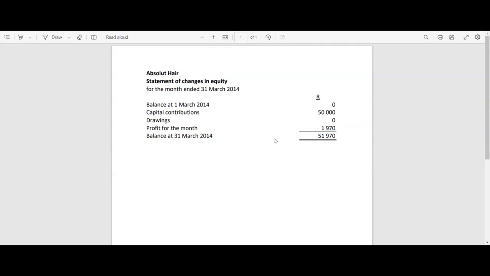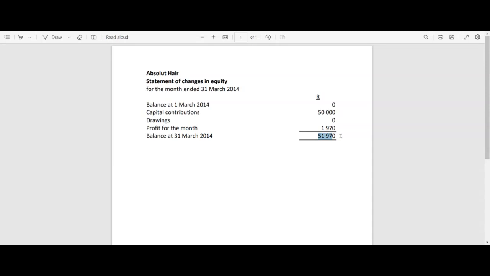So we see that the total balance on our owner's capital account at the end of the month, sorry, I keep on saying year because normally I work with annual financial statements, is the 50,000 that she contributed, but that has now grown through making a profit. It has grown by 1,970 because the business generated a profit, right? So the total capital balance at the end of the month will be 51,000.